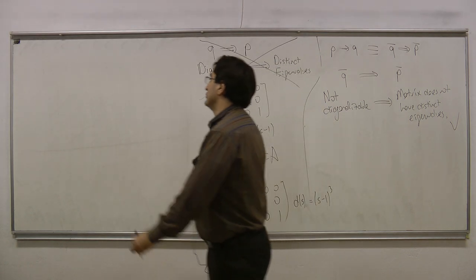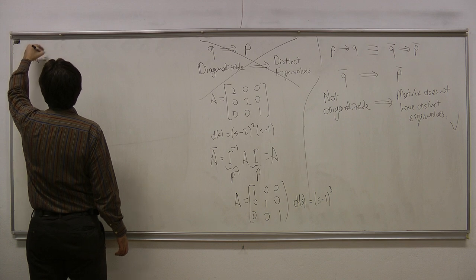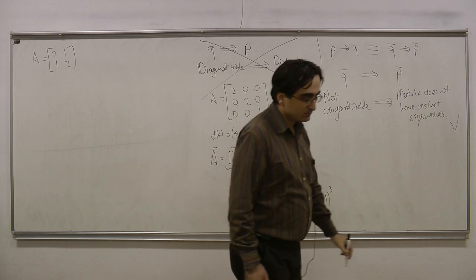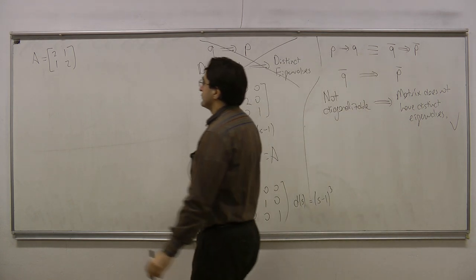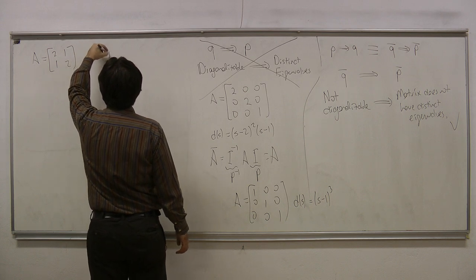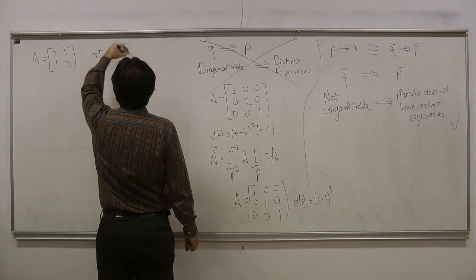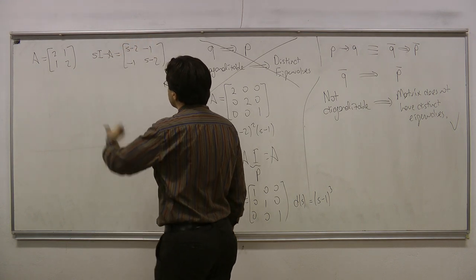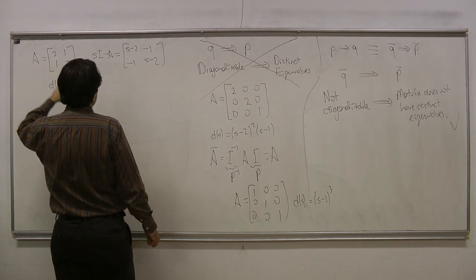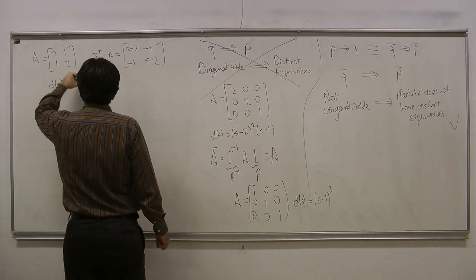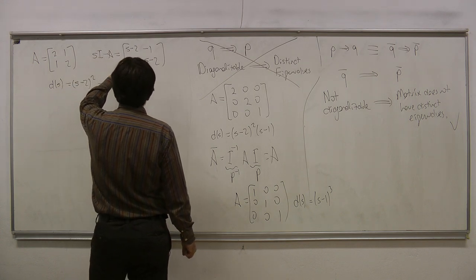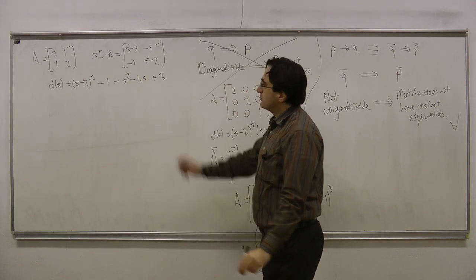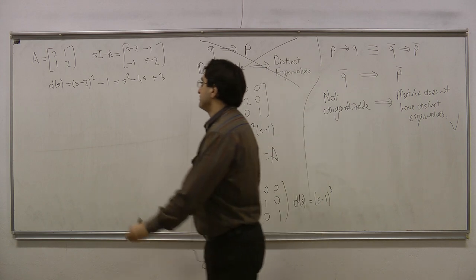So here is what I'm going to do. I really like this matrix a lot, and I really like illustrating things on this matrix a lot. So what was the characteristic polynomial of this one? SI minus A is equal to S minus 2, S minus 2, minus 1, and minus 1. So the characteristic polynomial is D of S is equal to (S minus 2) squared minus 1, so S squared minus 4S plus 4 minus 1, which is 3. So this is my characteristic polynomial.